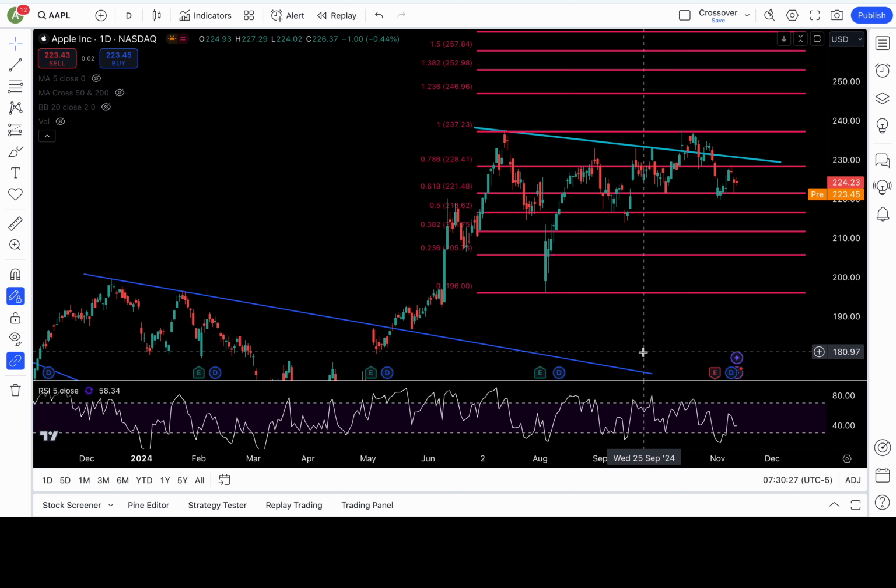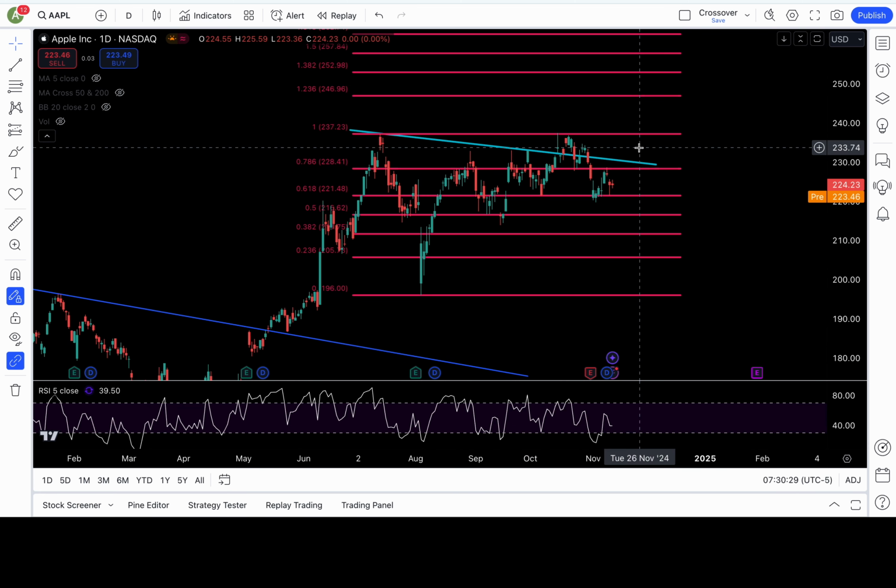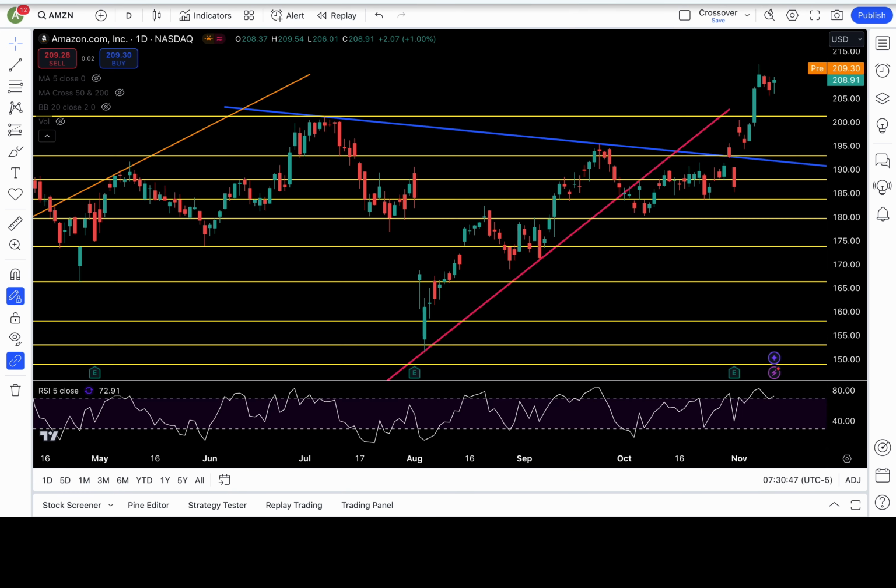Apple. With CPI today, can Apple get a move? Because it's chopping these last couple of days. Well, let's see what it does. 223 and 221.4 fails. Bearish. Okay. 220, 218, and 216.6 all in play. Okay. If it's bounce time, then 225, 227, and 228.4 must clear. No bottom is in unless 228.4 recaptures.